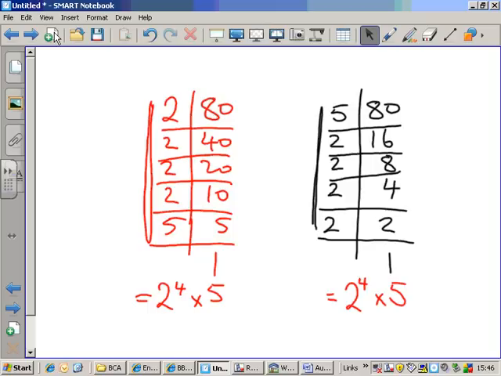And very often a question might ask you to express them in index form, and that's what we've done here with little indices, index numbers. We've written the prime factors in index form, or index notation is another way of describing that, or using indices. There we go. That's prime factors. They're prime numbers that are factors of another number. There's one way of setting it out.